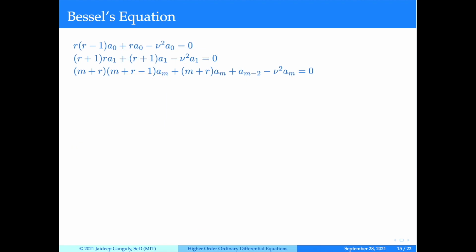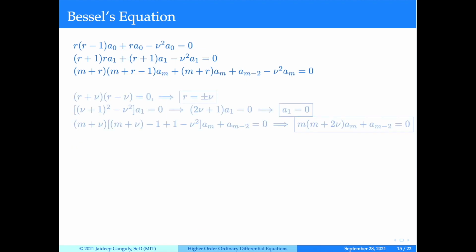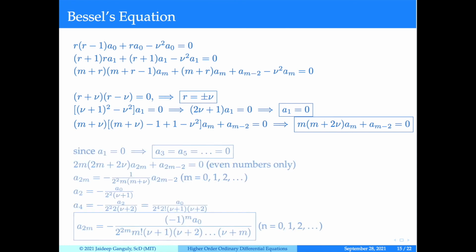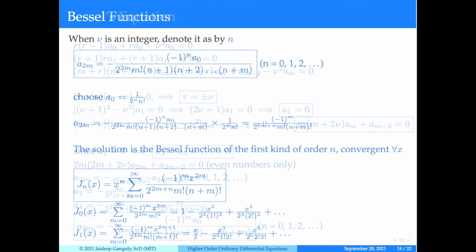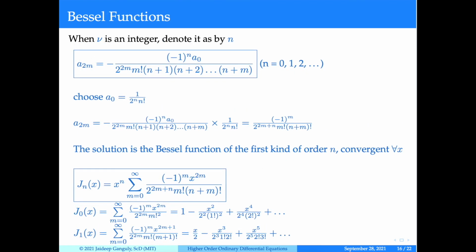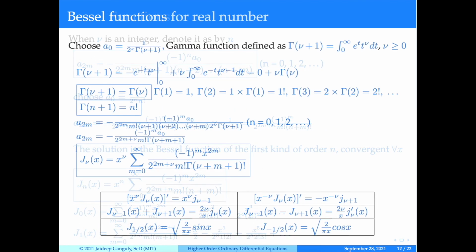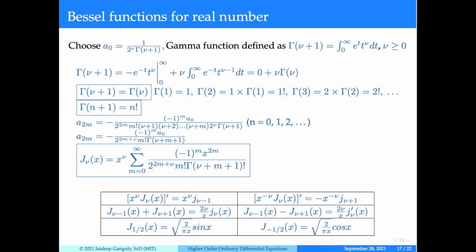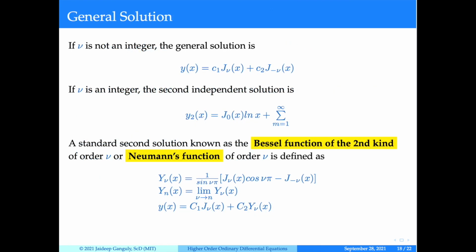Establish the relations between the coefficients. Establish the value of r and a1. Establish the recurrence relation. For nu as an integer, we establish the Bessel functions. When nu is a real number, we choose a0, in terms of the gamma function, to determine the Bessel functions. The general solution can then be determined, in terms of the Bessel functions.